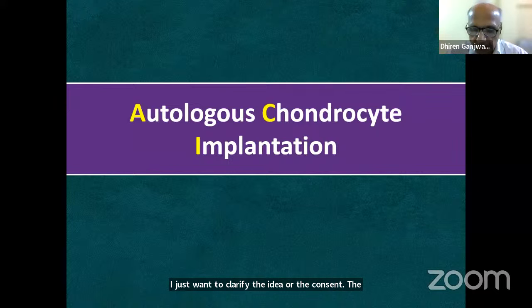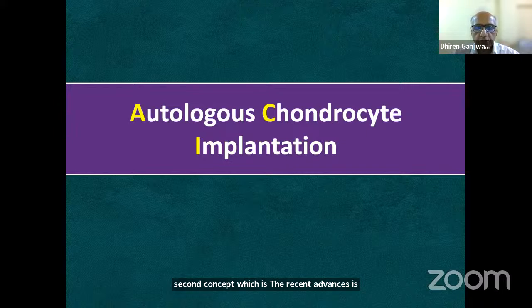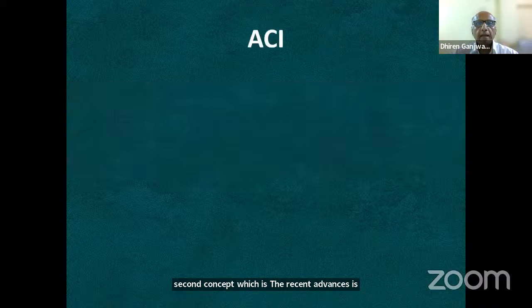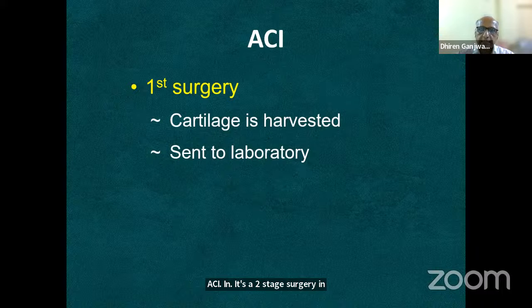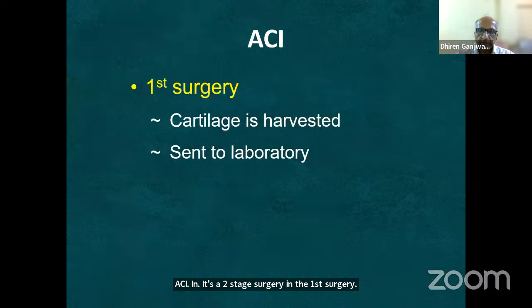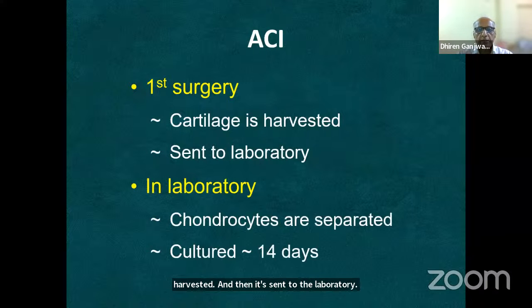The second concept, which is the recent advances, is autologous chondrocyte implantation, ACI. In ACI, it's a two-stage surgery. In the first surgery, a piece of cartilage is harvested by arthroscopy, and then it's sent to the laboratory. In the laboratory, the matrix is removed from the cartilage and the chondrocytes are separated.